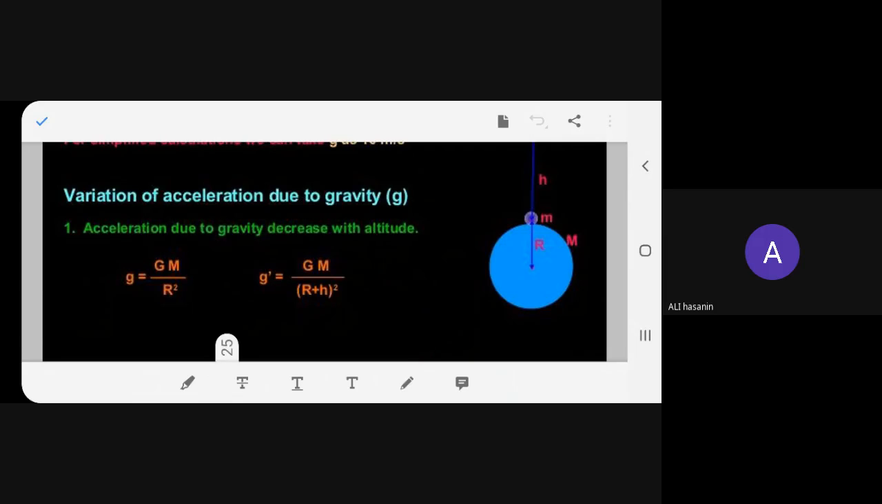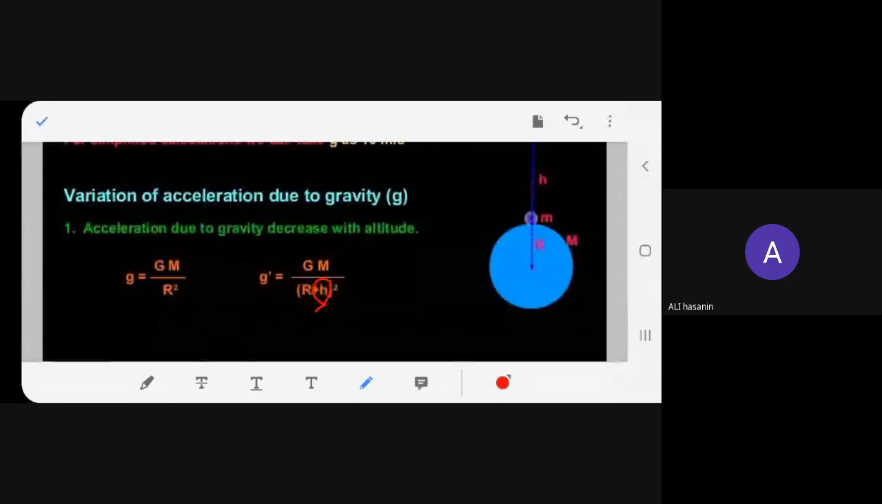So what is it? It is just the opposite. So g equal to GM upon R square is just acceleration due to gravity. But over here, when we are adding the height to it, can you see here? We are adding the height to the radius. So it decreases. As we go away from the Earth, the acceleration due to gravity decreases. Is it clear?